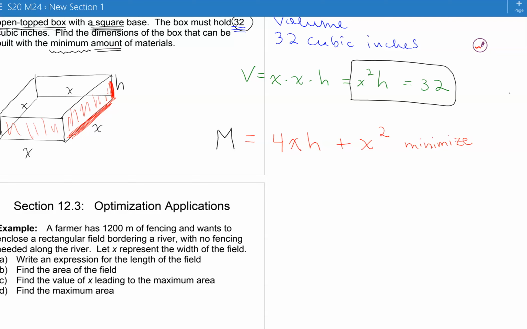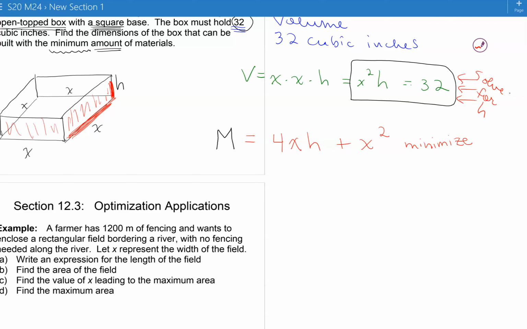It has 2 letters in it. That's a problem because we don't know how to do calculus with 2 letters. So we need to come back up to our equation with the number in it and use it to eliminate one of the letters. So you can solve this volume equation either for h or for x squared. If you solve it for x, it's going to be a lot more complicated. So I would solve it for h. You can do it either way, but that's how I would approach it.